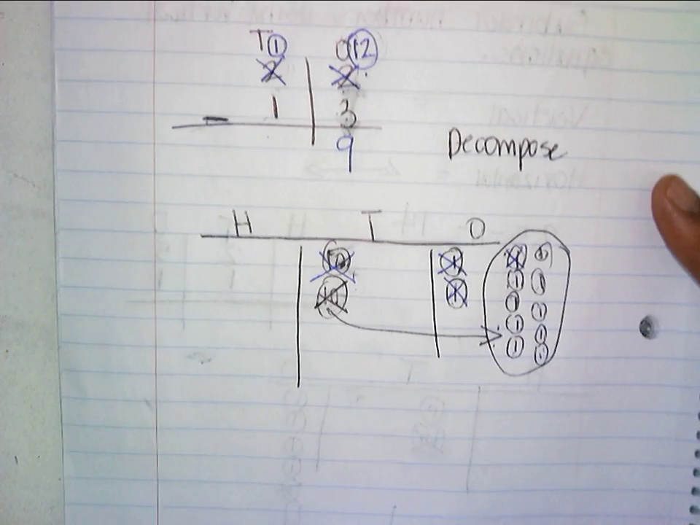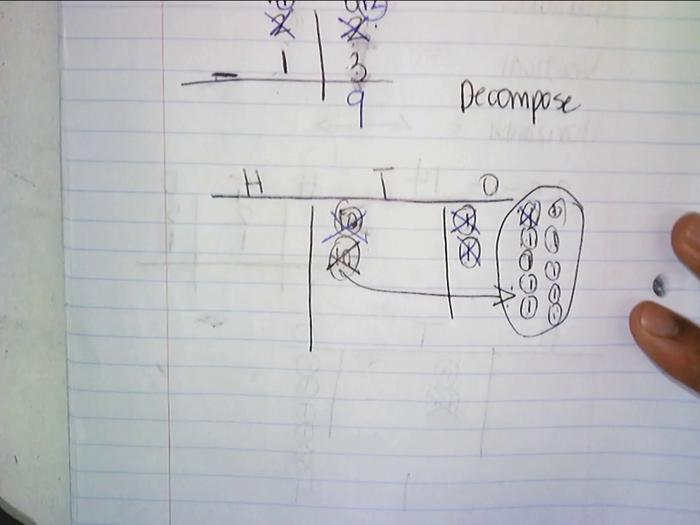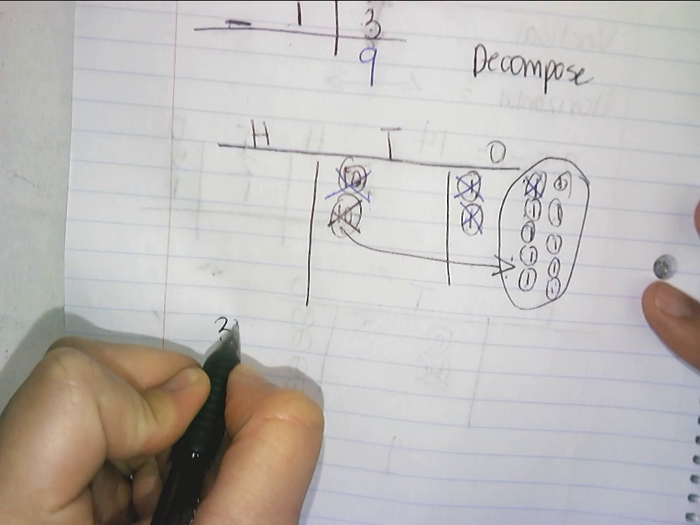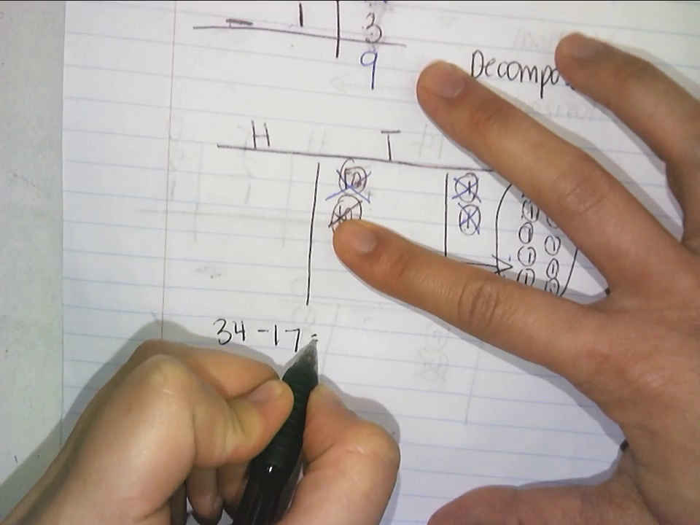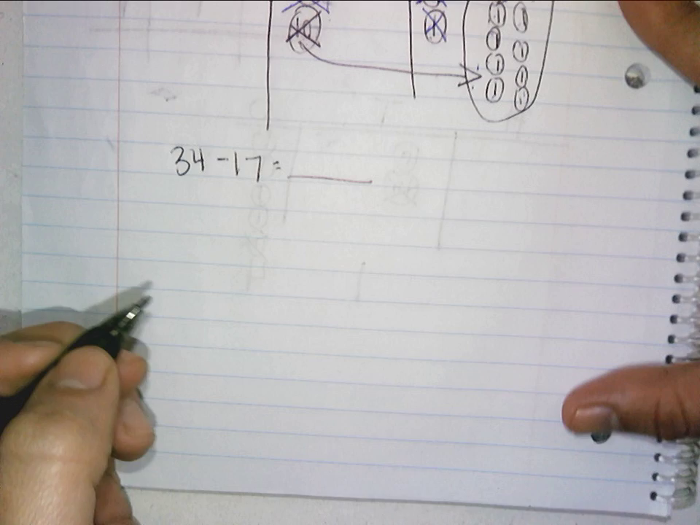Okay? Let me show you that one more time. Let's say my equation is 34 minus 17. So I'm going to rewrite it my vertical way.